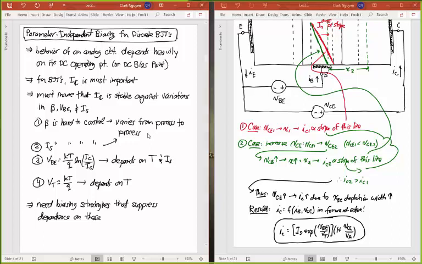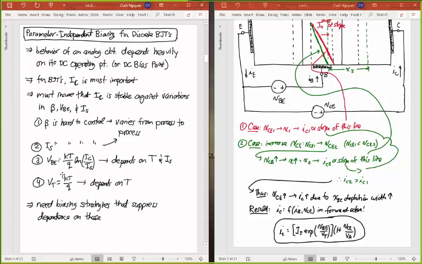I sub S, that's also hard to control. It depends on your process. It depends on all sorts of different things, doping concentrations, etc. This VBE depends on I sub S, although only to the natural log, so it doesn't depend heavily on I sub S. But it does depend on temperature, right? This kT over q, that's VT, right?